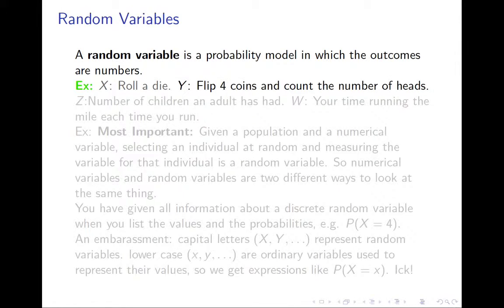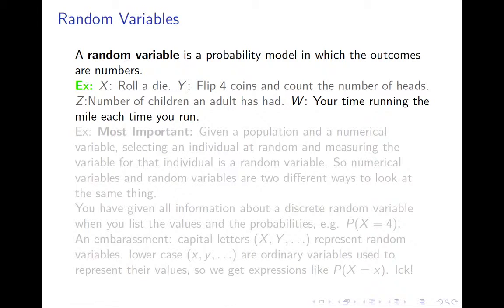If you flip 4 coins and count how many heads, that's a repeatable procedure, uncertain outcome, outcomes are numbers, so it's a random variable. Let's call it Y. The possible values go from 0 to 4. If you pick an adult at random and ask them how many children they've had, the answer is a number, so that's a random variable, which we'll call Z. And finally, each time you go running, the time it takes you to run is an uncertain outcome, which is a number. So that's a random variable.